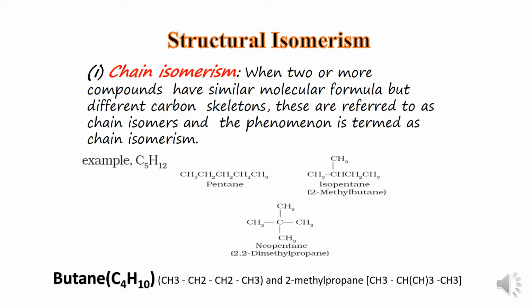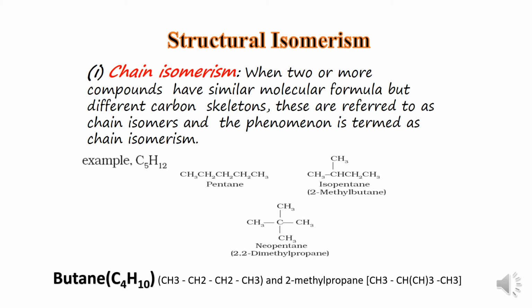Now the next example, butane. The molecular formula of butane is C4H10. There are 2 possible chain isomers for butane. Number 1 is butane, where all the carbon atoms are bonded with single covalent bonds, and the other isomer is 2-methyl propane, where the second carbon atom has a side chain, that is CH3. So children, these are the 2 chain isomers for butane.